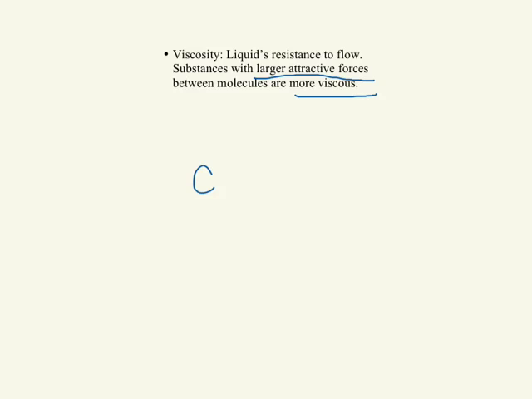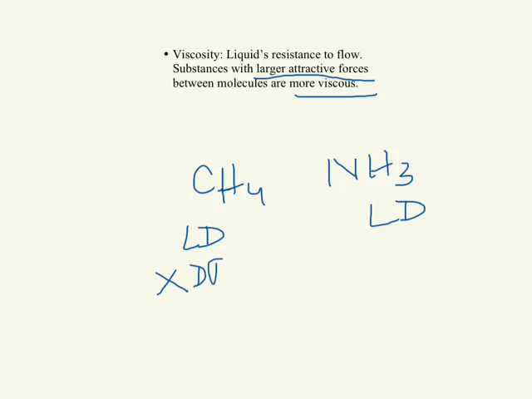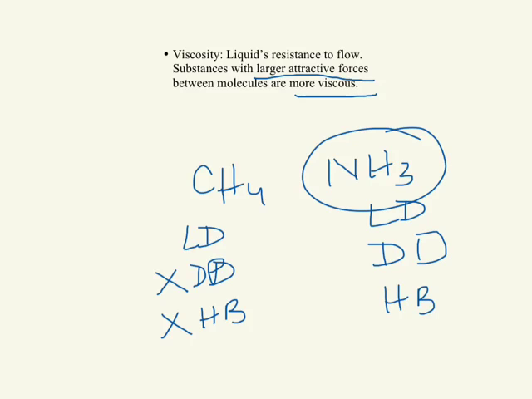CH4 and NH3. Which one is more viscous? So think about the intermolecular forces. CH4, a nonpolar molecule, just has London dispersion. London dispersion is present in all molecules. There is no dipole-dipole here, but there is dipole-dipole in NH3 because of the nitrogen-hydrogen electronegativity difference. There is no hydrogen bonding here, but hydrogen bonding is present in NH3 too. So NH3 has stronger intermolecular forces as compared to CH4, so this one will be more viscous.